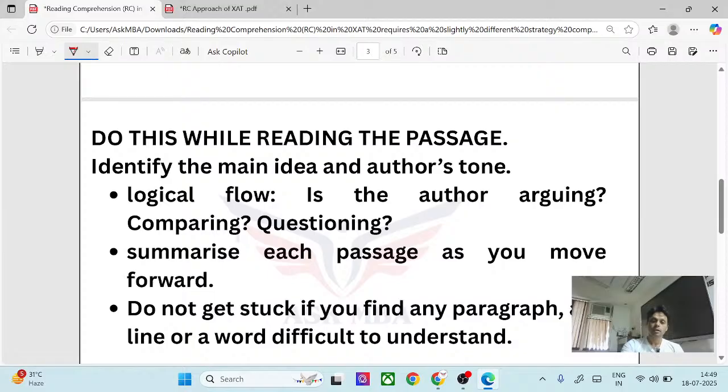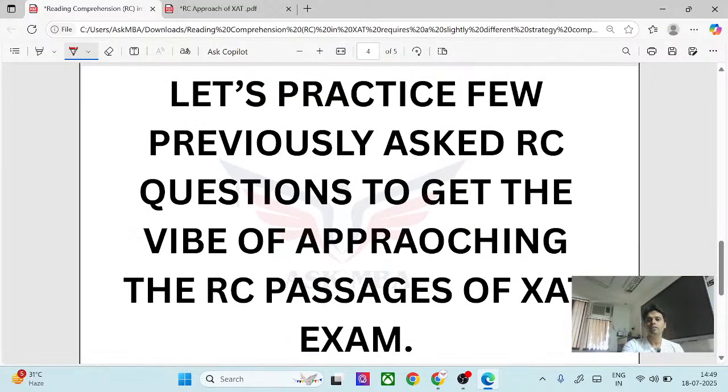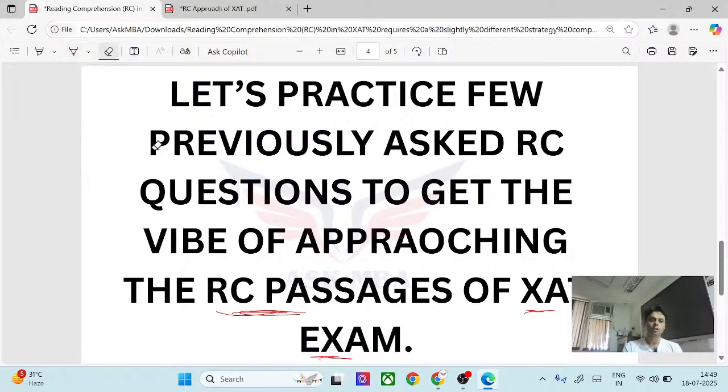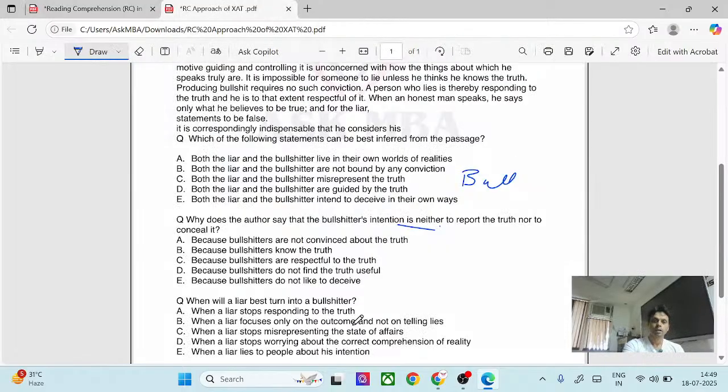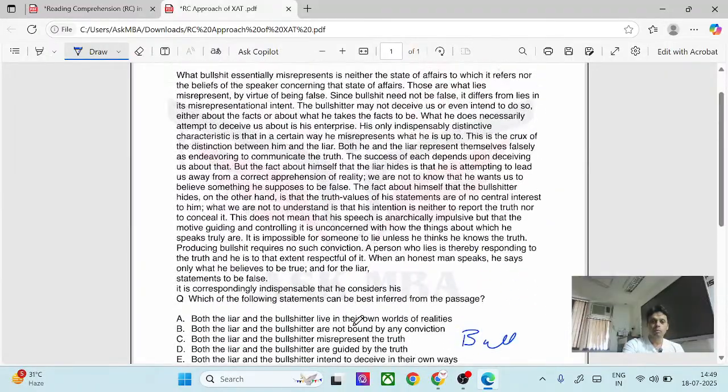ये चीज हो गई. नाउ लेट्स प्रैक्टिस फ्यू previously asked RC questions to get the vibe of approaching the RC passages of XAT exam. तो मैं कैसे करूंगा, आरसी पैसेजेस के जो है एग्जाम्स को सॉल्व करने के, वो मैं करूंगा अप्रोच XAT एग्जामिनेशन का उस तरीके से मैं करूंगा. ओके, तो लेट्स सॉल्व फ्यू क्वेश्चन्स टू गेट द हैंग ऑफ इट. So this is how we were doing it.